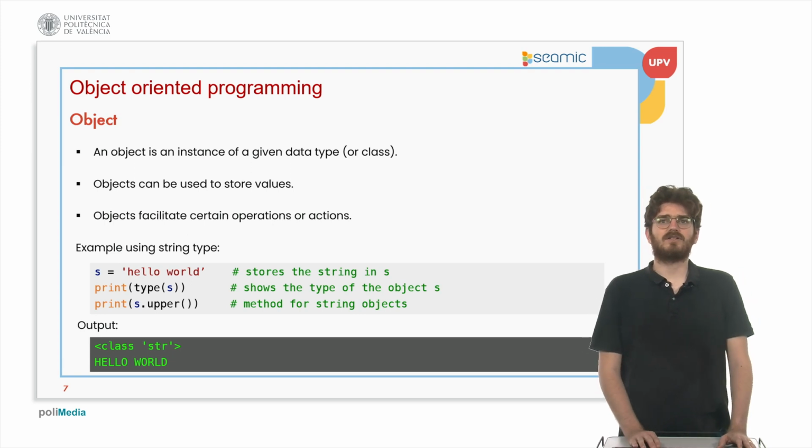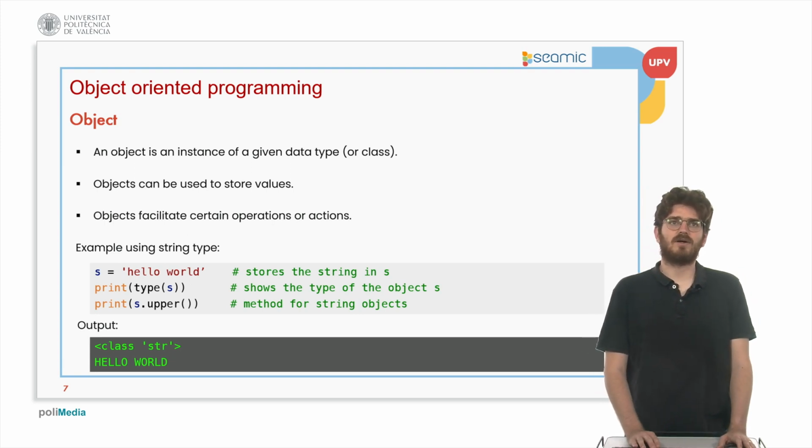In the object-oriented paradigm, we organize information around objects. Objects are instances of a given type or class, and they can be used to store values. You have already seen a few. For example, strings are objects, integers are objects, and the specific integers and strings we work with are the instances of those classes or types.